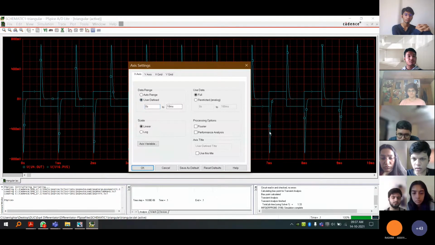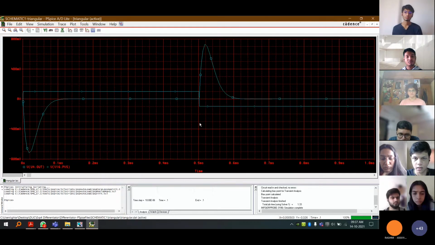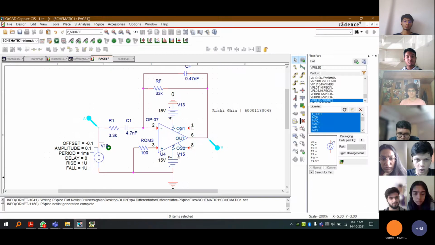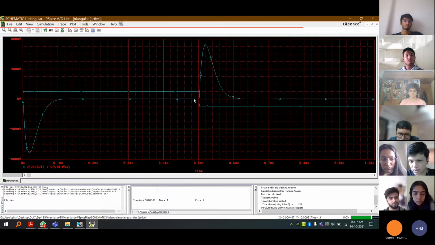I'll just zoom in a little bit for you guys to be able to see it a little more clearly. So this is a sort of zoomed in version. And what you can observe is that the switching of the square wave is not perfect, because you can see here a 1 microsecond rise time and a 1 microsecond fall time. So it does take that 1 microsecond to rise and fall. That's why you're not getting the perfect square, but you do get an almost square wave.